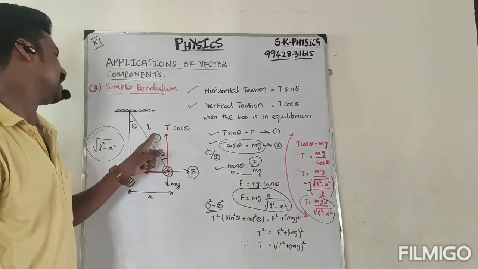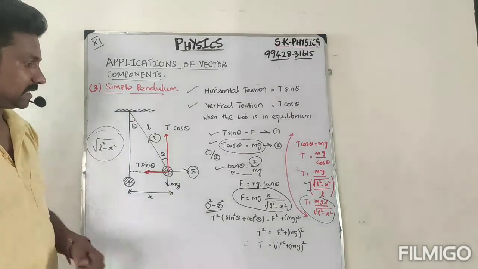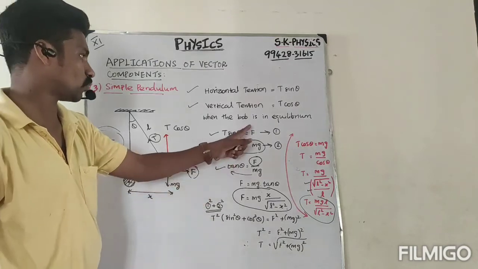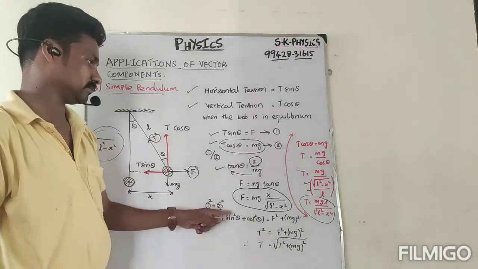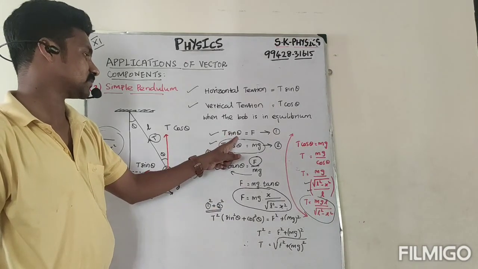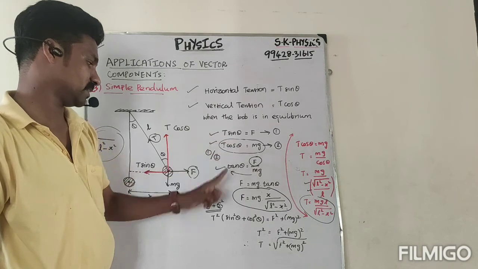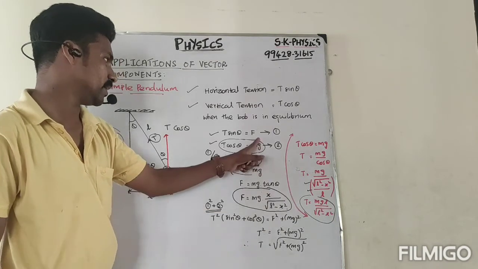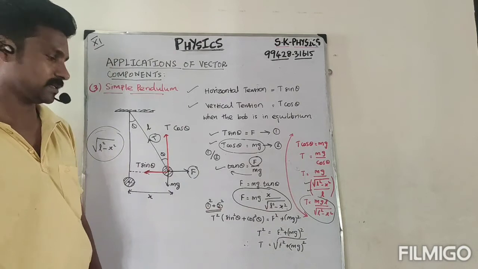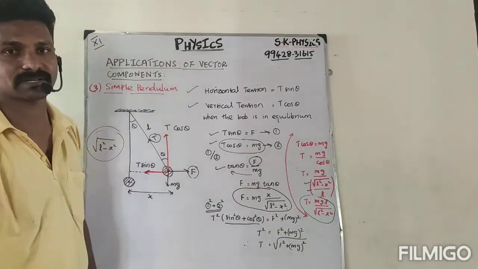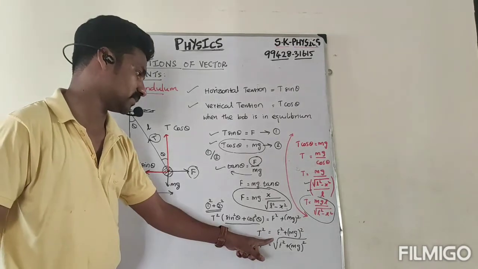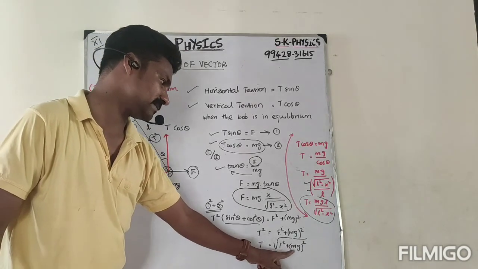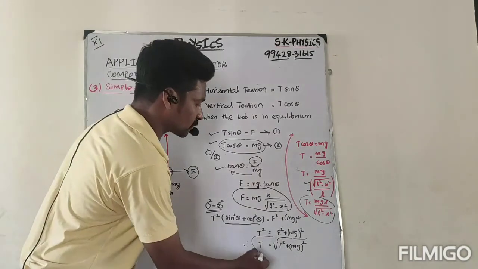So now you know the force value and the tensional force value. Then there is one more way, one more resultant value for the tensional force. Equations 1 and 2, you square and add. So (T sin theta) whole square plus (T cos theta) whole square. T square is common, so T square times (sin square theta plus cos square theta) equals F squared plus mg whole square. We know from trigonometry sin square theta plus cos square theta is 1. Therefore T squared equals F squared plus (mg) whole square. Therefore T is equal to the whole root of F squared plus (mg) whole square. So this is also a formula for the tensional force.